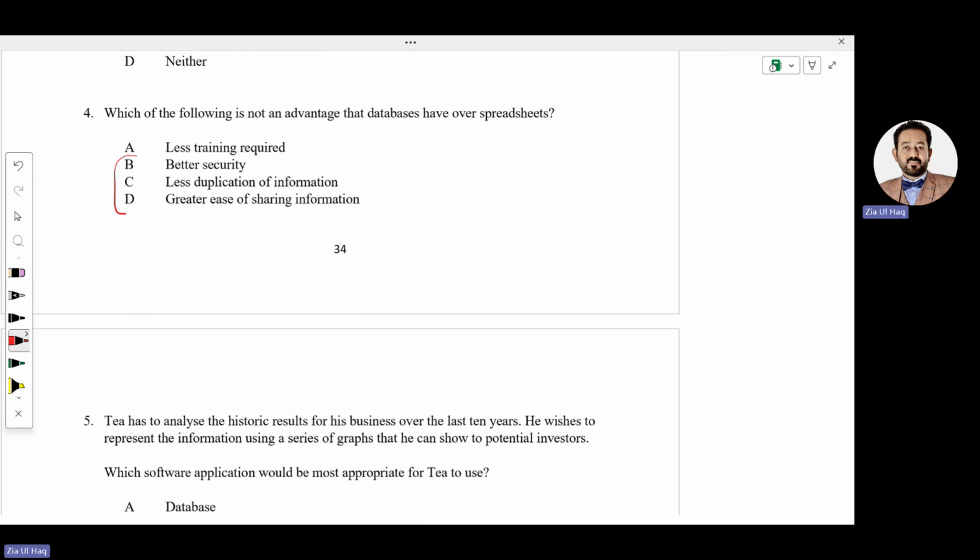Which one is not an advantage of a database? Meaning this is an advantage of a spreadsheet. What is that? Less training is required, because staff are already familiar with spreadsheets. Try to understand the requirement. Which one is not an advantage of a database? Meaning an advantage of a spreadsheet.